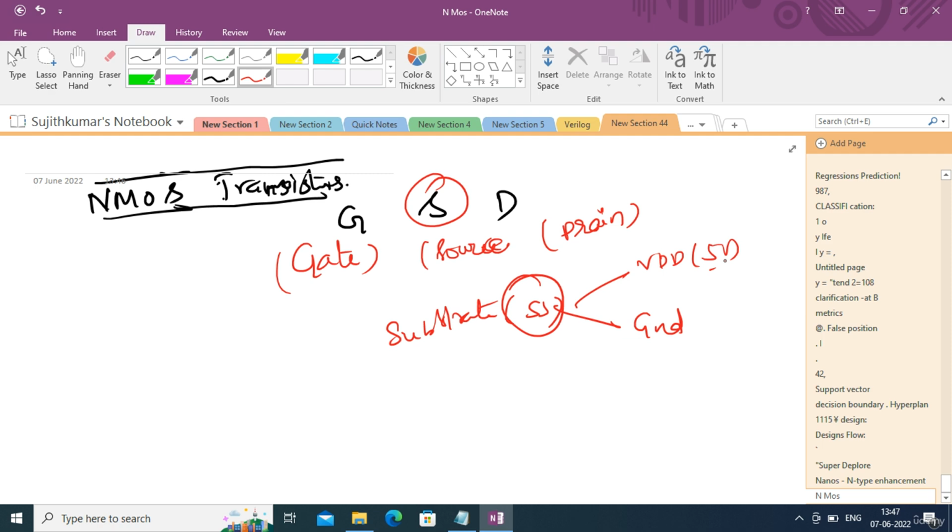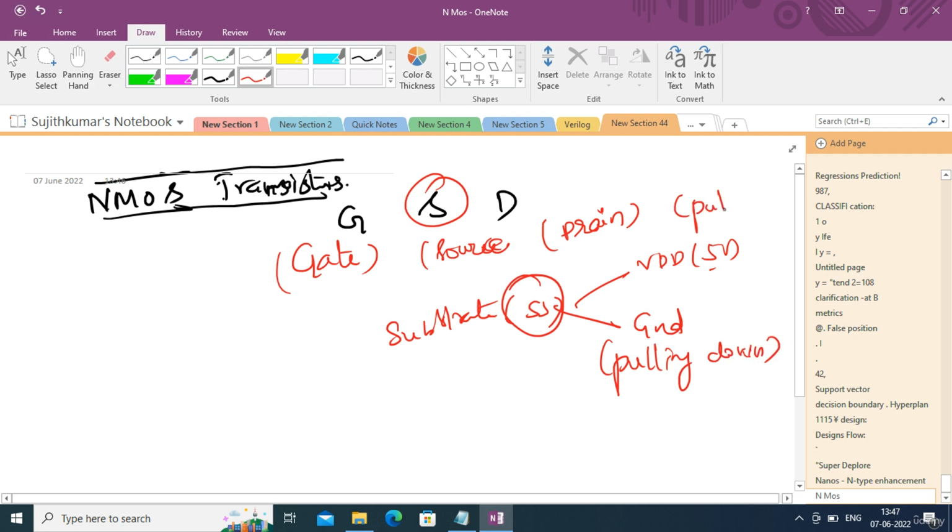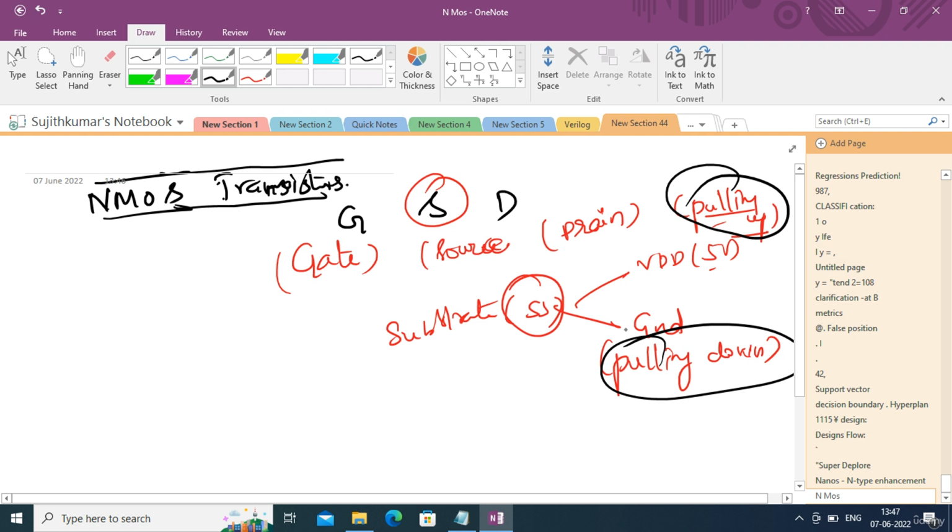Again, one more important technical term here is connecting to ground is something called as pulling down. You are pulling down the voltage, right? And connecting to VDD is called as pulling up. Very, very important in VLSI design. Often I will be using this word like pulling up and pulling down. Okay, not only the substrate, any terminal, if you are connecting it to ground, it means you are actually pulling down the node to 0 volt. If you are connecting any terminal to 5 volt, means you are pulling up the terminal to 5 volt. Okay, so pull down and pull up, very important again.